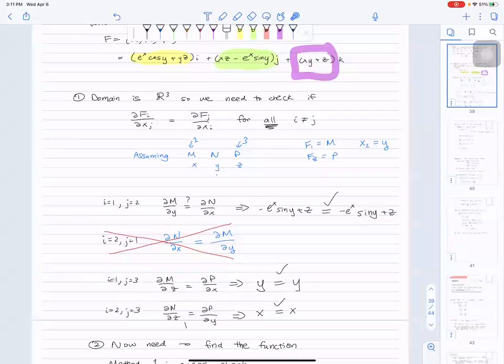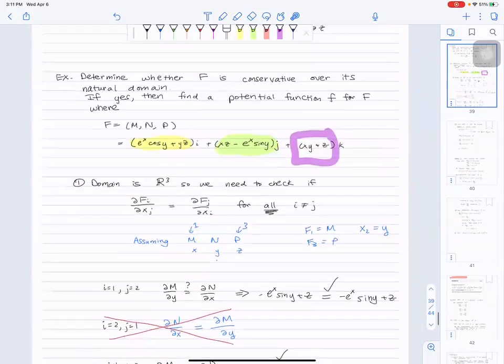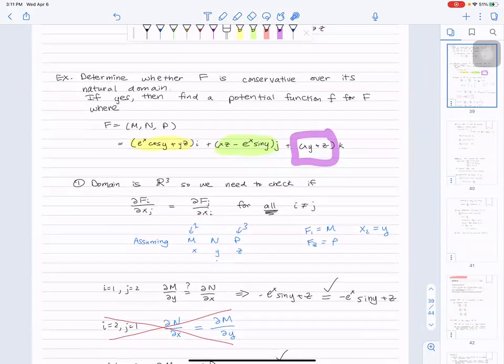If it's 2 variables, you just have to check that first one. If it's only in x, y.